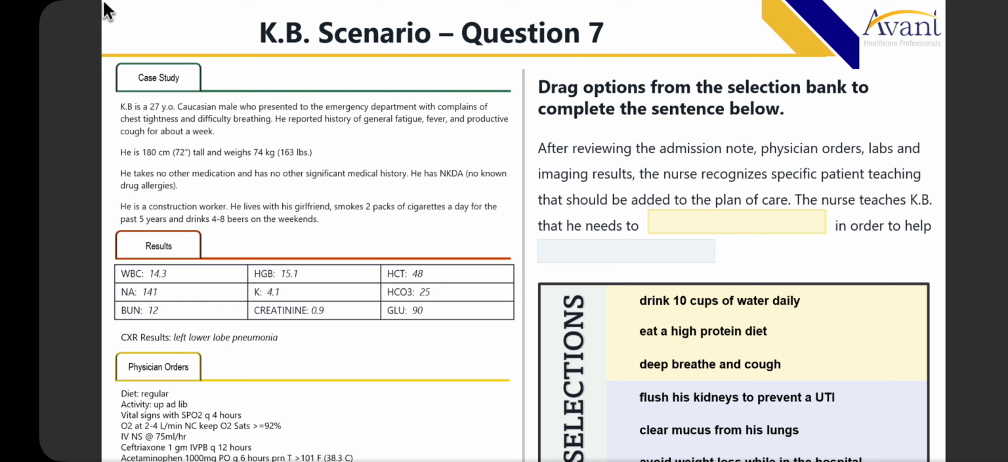One, do you think he needs to drink 10 cups of water daily? Is that going to be appropriate right now? Yes or no? Okay, I got some no's. Some people said he needs more than that. Okay, some people say yes. So let's hold on to number one as a maybe. Remember, it's yes, no, or maybe. Number one is a maybe. Do we want Ken to eat a high protein diet?